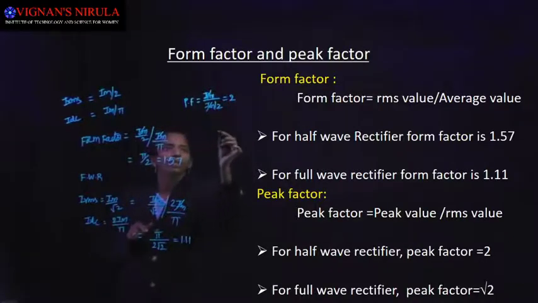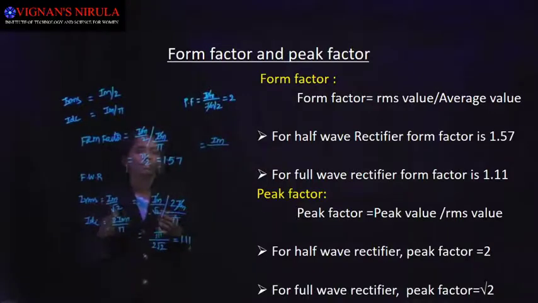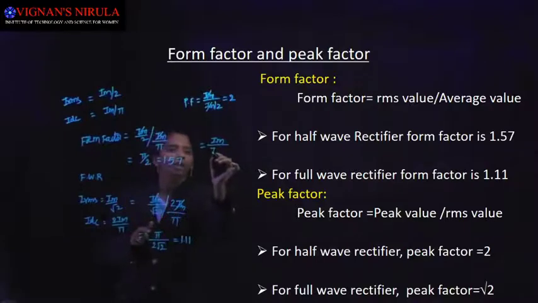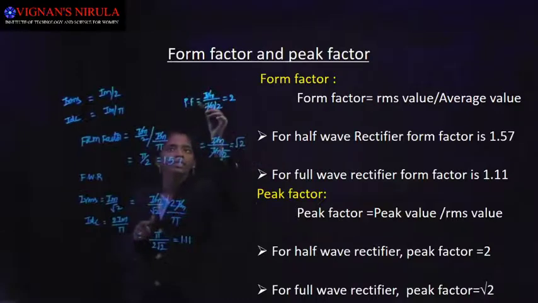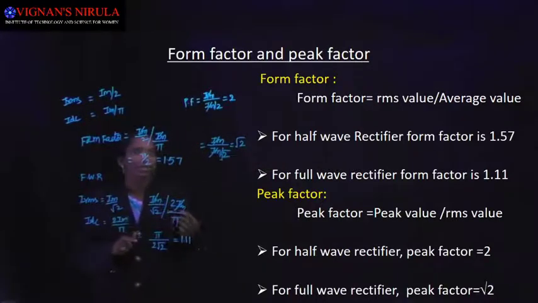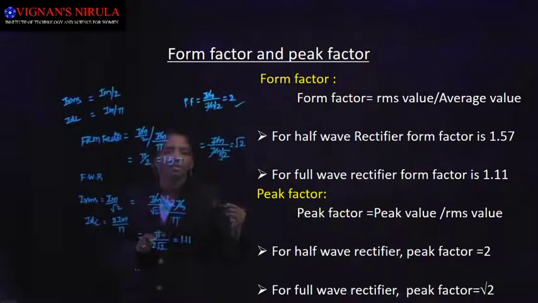For the full wave rectifier, the peak factor is Im divided by the IRMS for the full wave rectifier, that is Im by root 2. Im gets cancelled and we get a peak factor of root 2. So this is the peak factor for the half wave rectifier and the full wave rectifier.